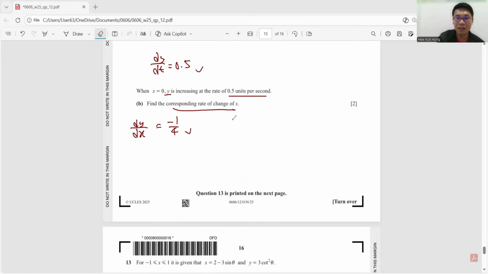They ask us to find this, meaning dx/dt. Every time we talk about rate, it is dt. So we know it's dx over something times something over dt. We have dy over dx, so here we fit in dy. What is dx/dy? It is the reverse of minus 1 over 4, so it's minus 4 over 1. And then dy/dt is 0.5. Then we can confirm it's minus 2.